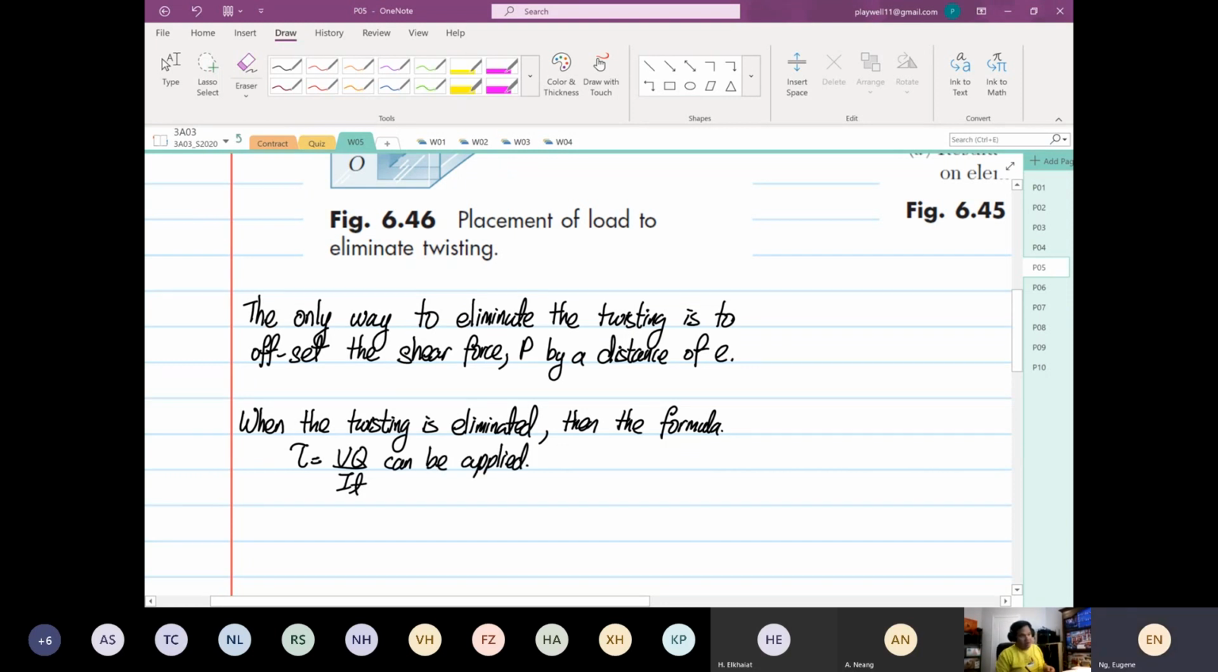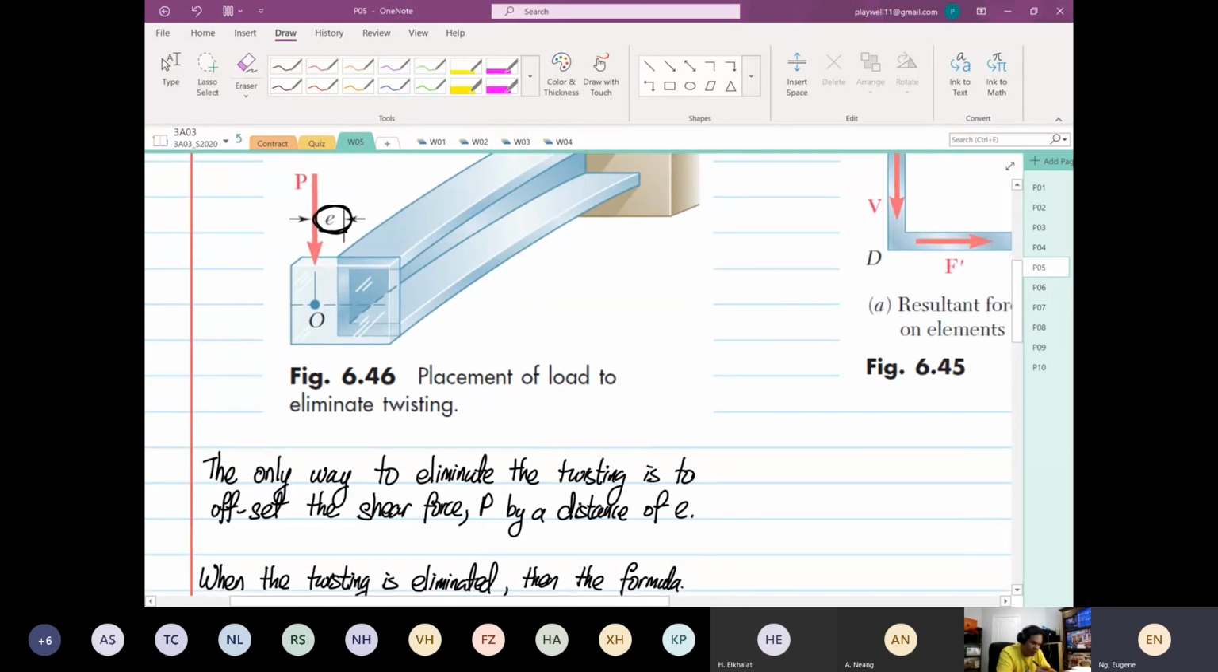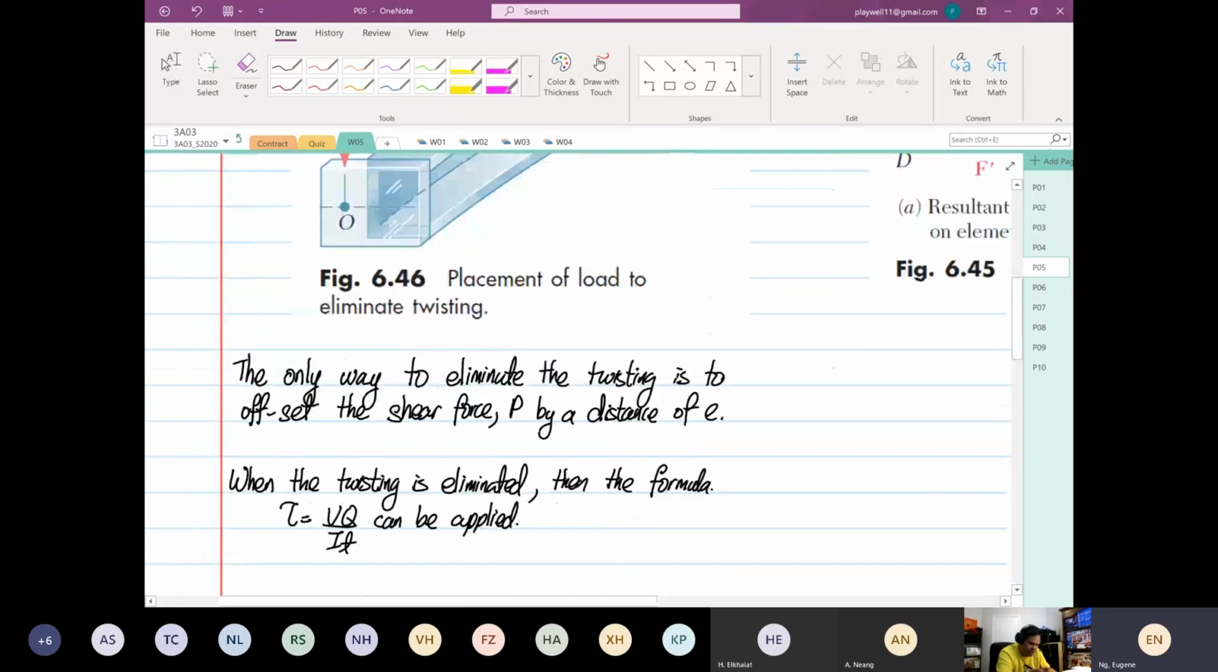Can be applied. So what we are trying to do is, you guys heard the term, right? Square peg, round hole. We're gonna force it through, regardless whether it works or not. We're gonna push it through. So the only way to push this through is we have to calculate the what, the offset, okay? And then once we have this offset, we get rid of the what? We get rid of the twisting, okay?